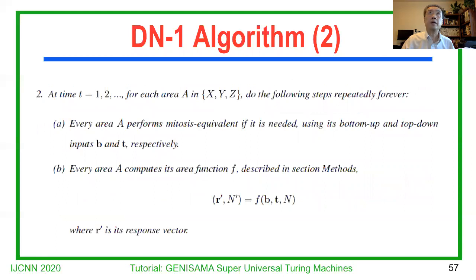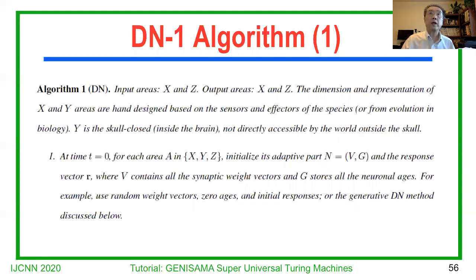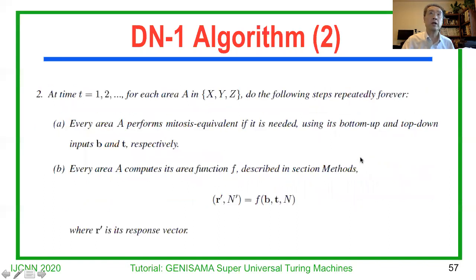The DN algorithm, DN-1 algorithm, is very similar to PCA. We have 3 areas now. We have X, Y, Z. They have a vector of the neuron weights and the age, for example, the network structure. And every area X, Y, Z computes in parallel. And X, you don't have to compute if you don't predict X. Z is output. The hidden area is Y.